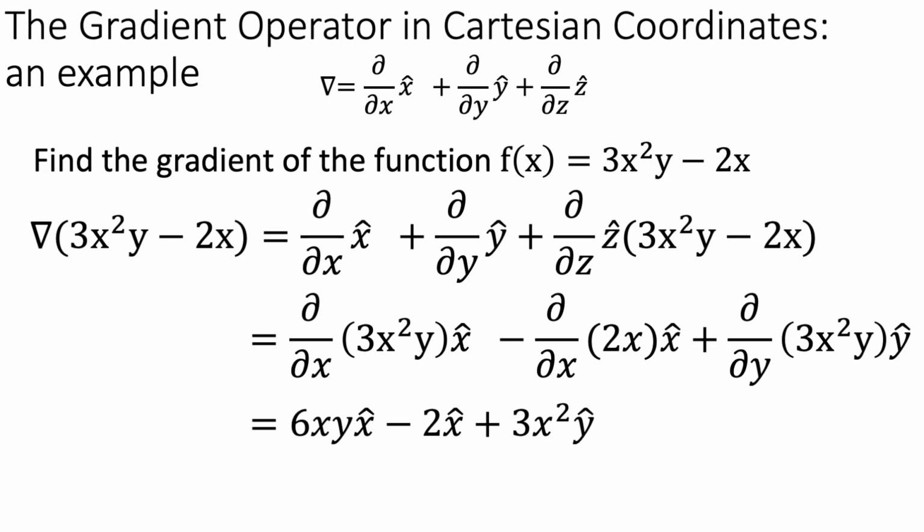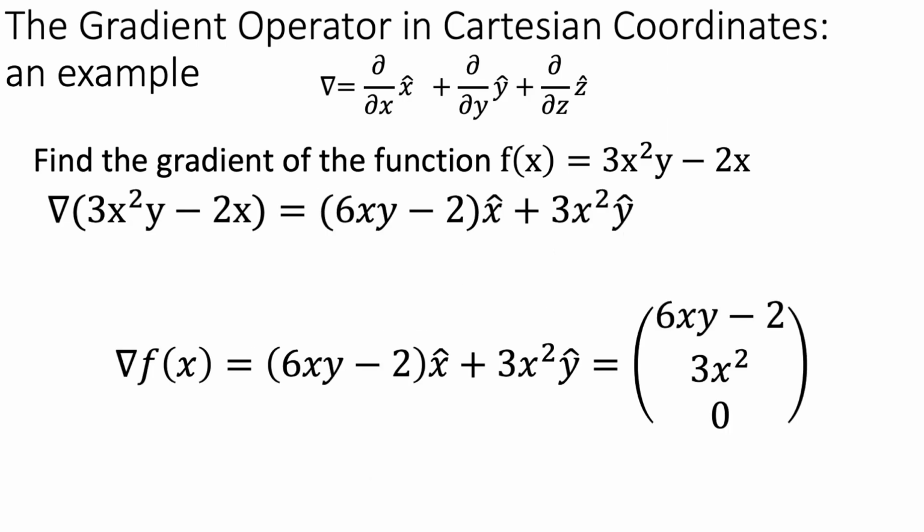So at this point, we've successfully taken the gradient, but we can make this a little nicer. Notice how we have two terms that have x hat here, so we can write it out like this: this term times x hat, this one times y hat. Now we have a nice algebraic expression that is in terms of unit vectors. They're still there, and so we can write this thing as a vector if we want.